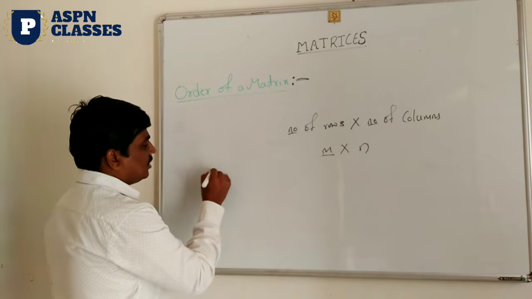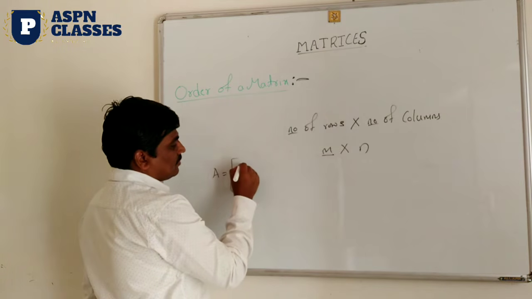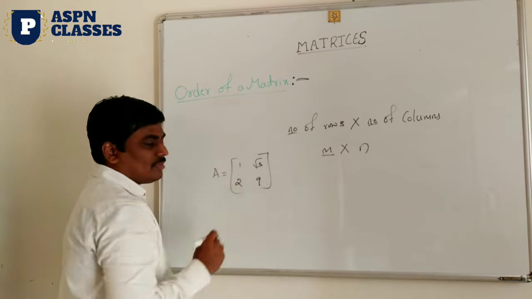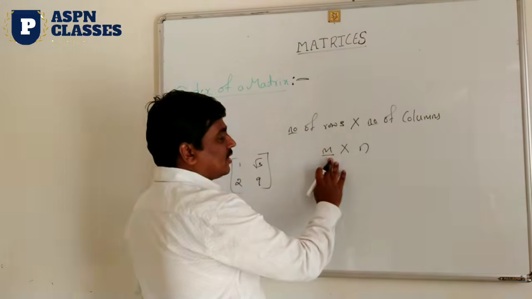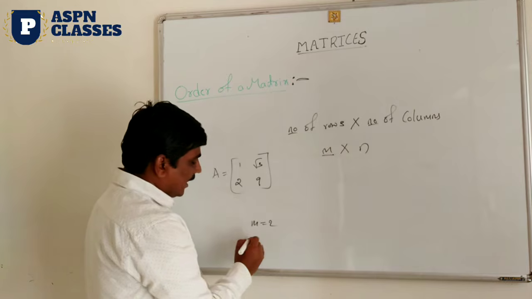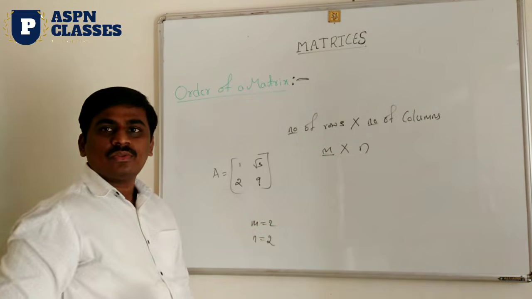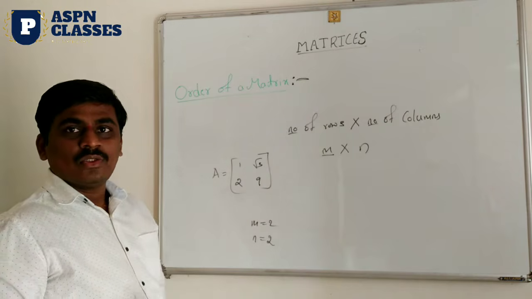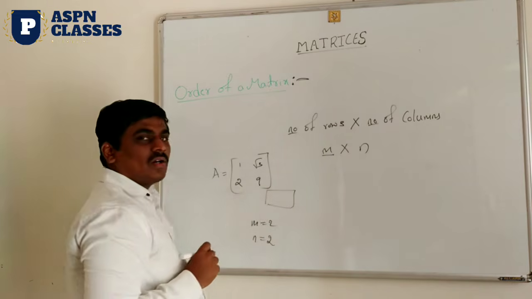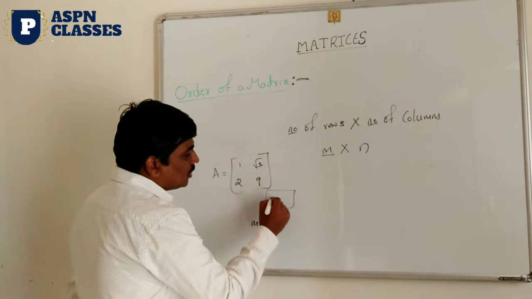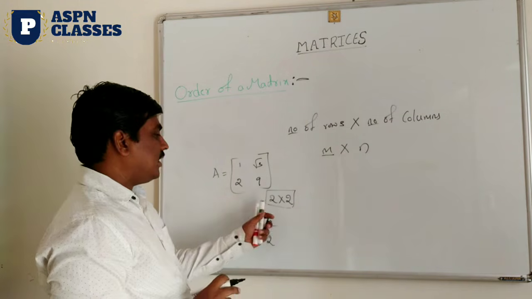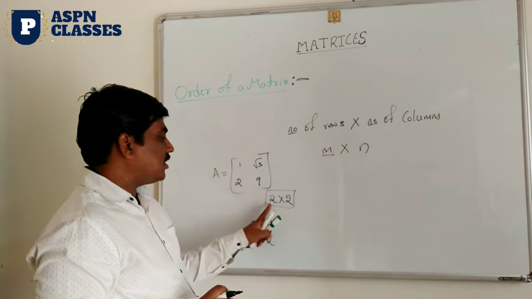I will take one example. Already you know what a matrix is. Take the matrix with 1, root 3, 2 and 9. Here m is the number of rows. How many rows are there? 2 rows, so m equals 2. And n is the number of columns, which is also 2. So how do we represent the order of the matrix? We write the number of rows and columns: 2 rows and 2 columns. This is the order of the matrix, 2 into 2.